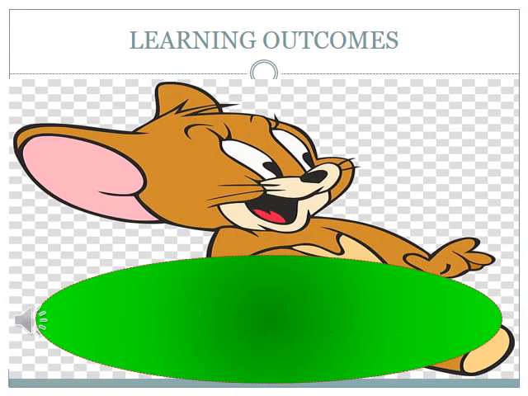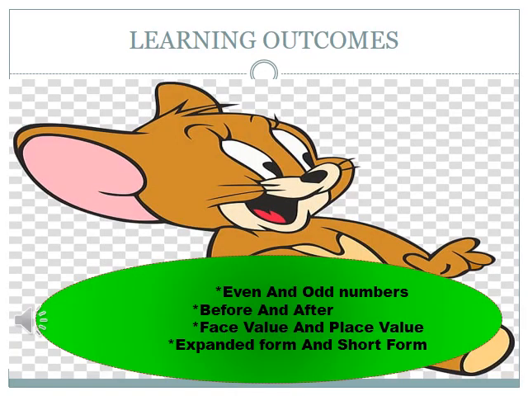Children, in the last session you learned three-digit numbers, their comparison and to arrange them in ascending and descending order. Now in this learning session you will learn to classify even and odd numbers, to get before and after a given number, to find face value and place value of digits in a number, and to expand a three-digit number, and to get short form from the given expanded notation.